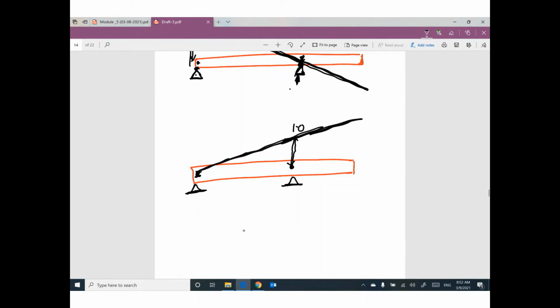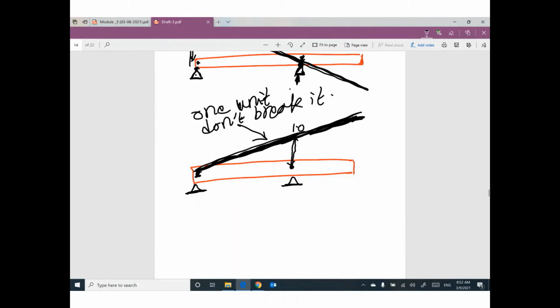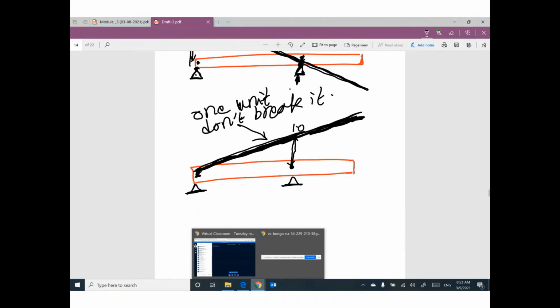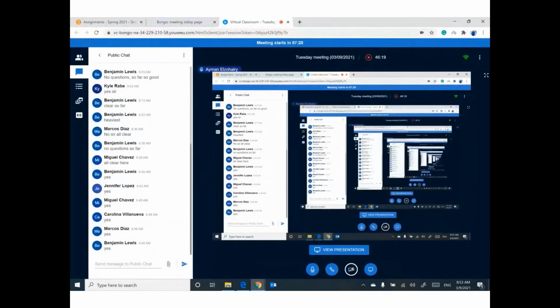It looks like this. Remember, your stick is 1 unit, not broken. Don't break the stick. The stick is still 1 unit. Don't break it. Do you agree? That makes sense?